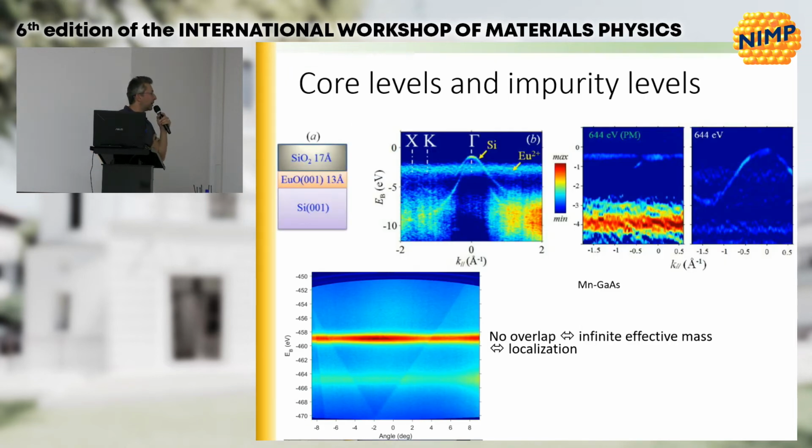We can look at the bands which do not disperse. If their wave functions do not overlap, we will see in angle resolved photoemission just undispersive levels. These are impurity levels. They can be thought of as levels with infinite effective mass because they do not overlap.